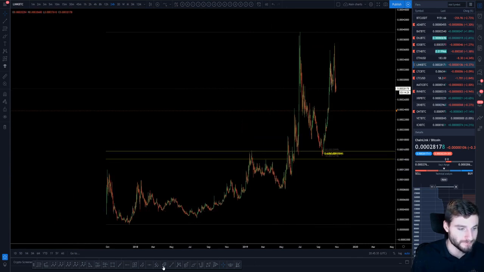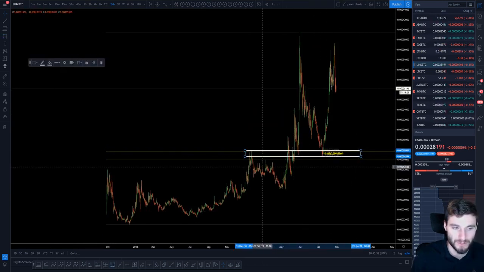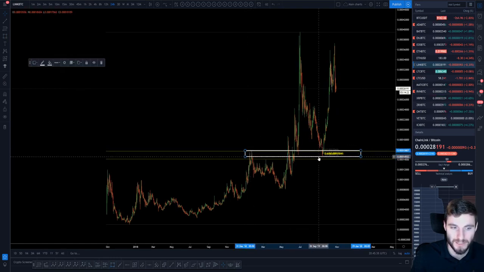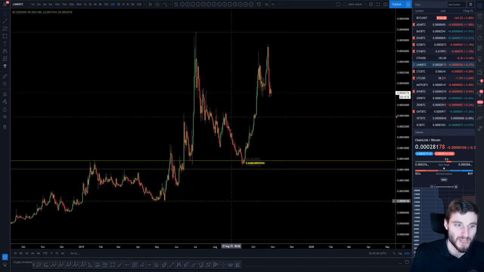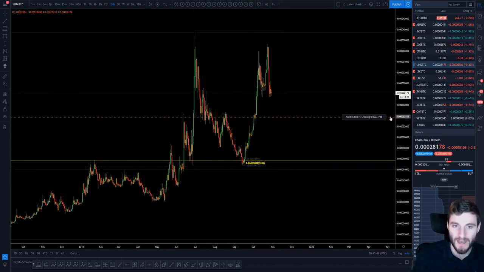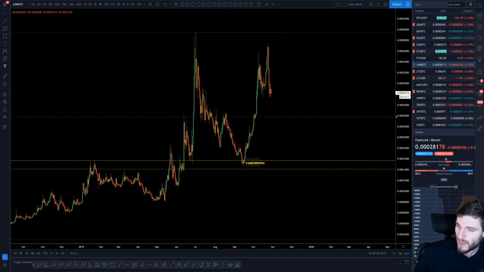So look at the confluence: old highs coming down onto the 618. So that's old resistance flipping into support. This was for me such an easy trade, I hate saying it's easy, but it kind of was. So yeah, that's how you can look at that.